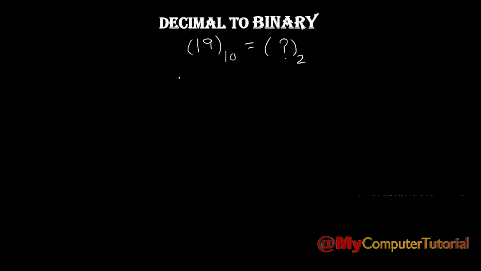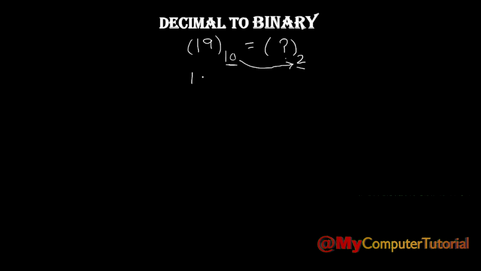In this video, we are going to convert a decimal number into a binary number. So we are given a decimal number 19 and we want to convert it into binary. The base of the decimal is 10 and the base of the binary is 2. Here we want to go from base 10 to base 2.